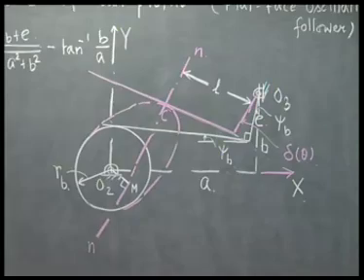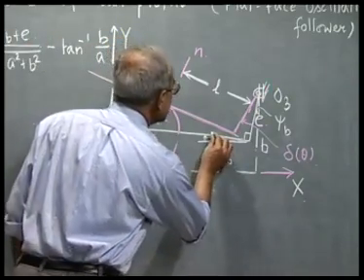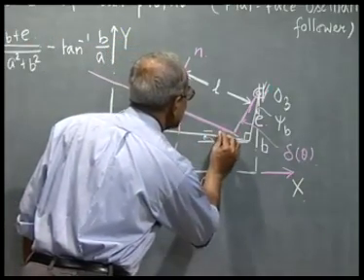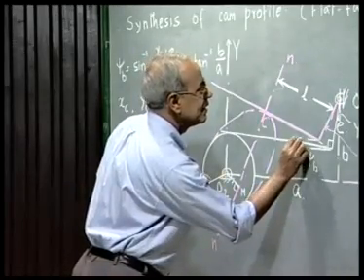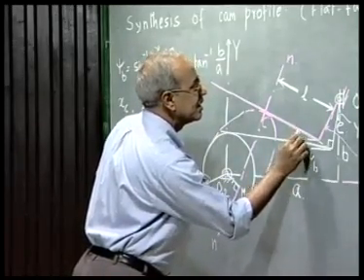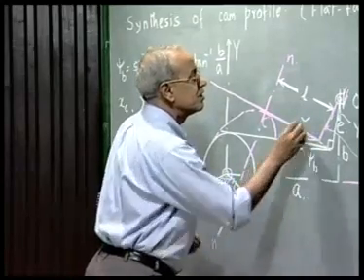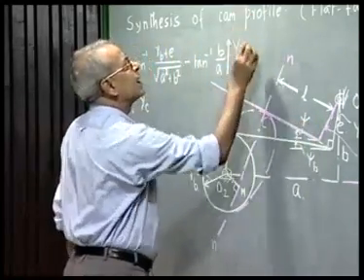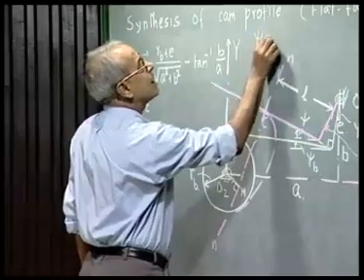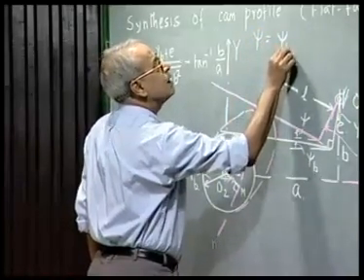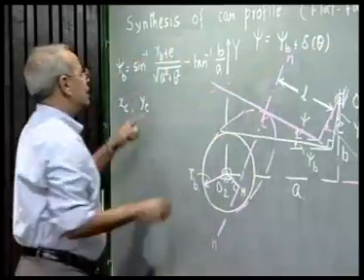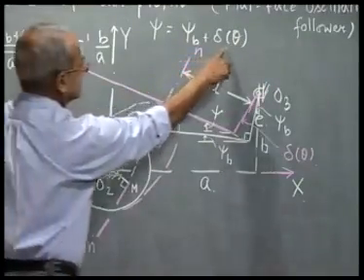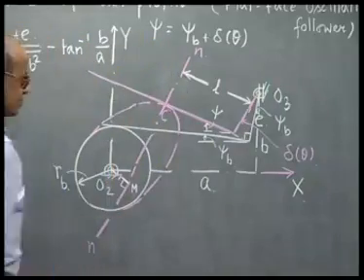The follower position at this instant, again measured from the horizontal, is given by psi, and as we noted in our last class, psi is nothing but psi b plus delta theta. Psi b we have already got, delta theta is prescribed for us, so I can find psi.